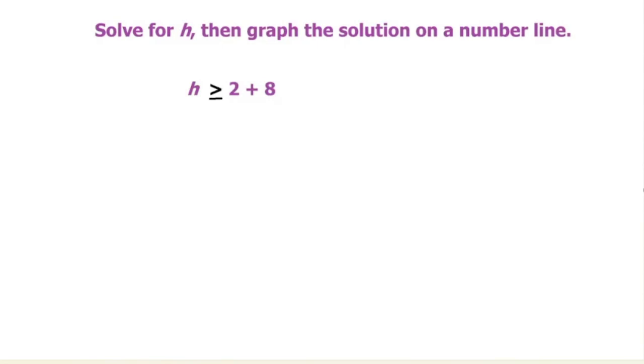In this video, we're going to solve an inequality and then we're going to graph it on a number line. So if we have a problem like this that says solve for h, then graph the solution on a number line. And here we have h, the variable, is greater than or equal to 2 plus 8.